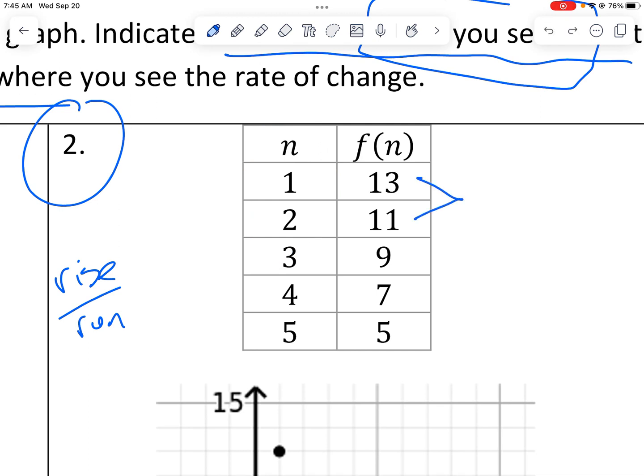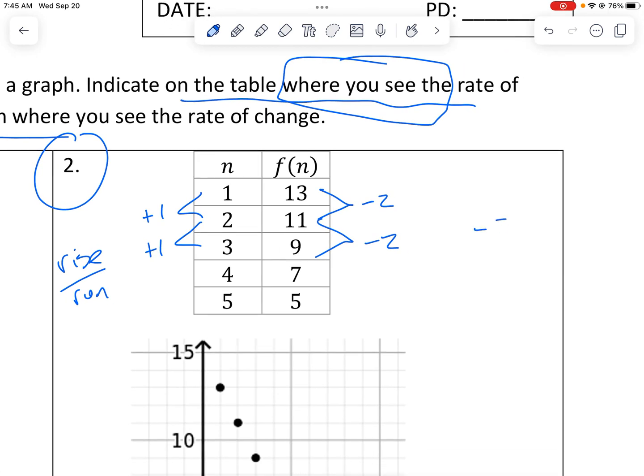So when I look at that, I just ask, what's the gap here between these? All right, it's minusing 2, it's minusing 2. This one here is adding 1, and that means our rate of change is it's going down 2 as it goes right 1.